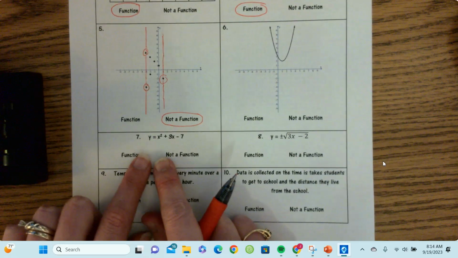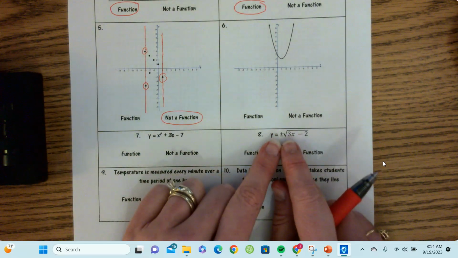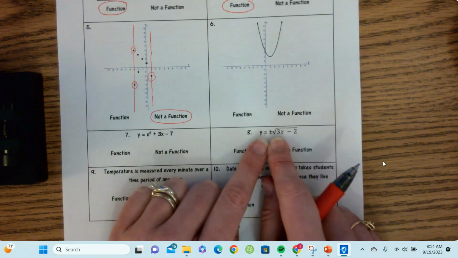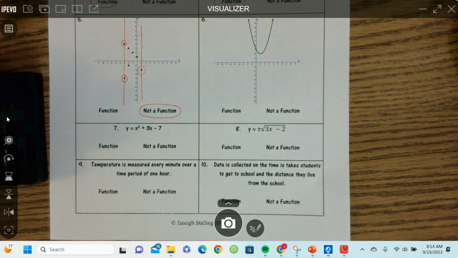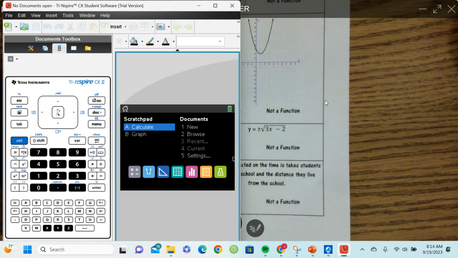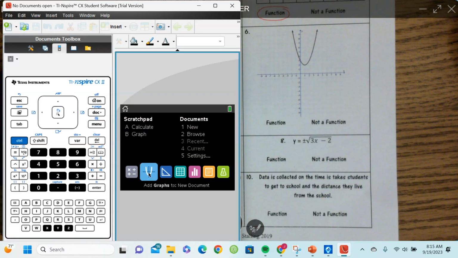Okay, equations. We graph them. So I'm actually going to do this one because this one's a little bit tougher to graph. So let me get my calculator up really quick. Okay, so for this one, I'm going to go to the graphing.